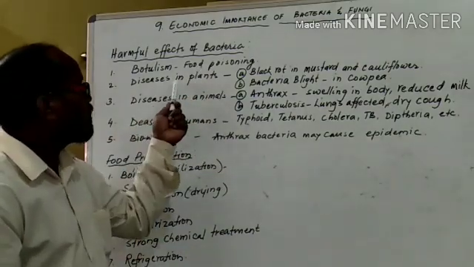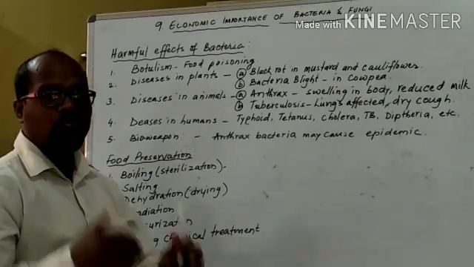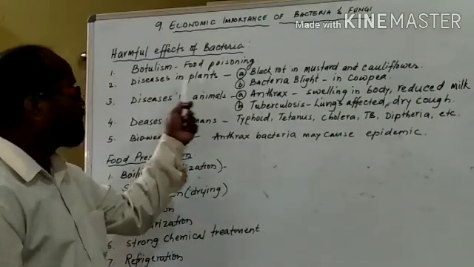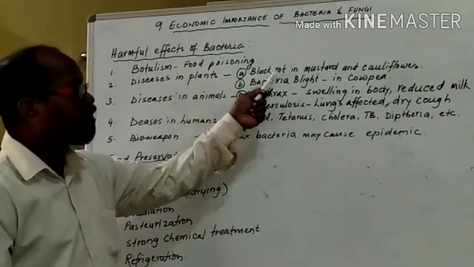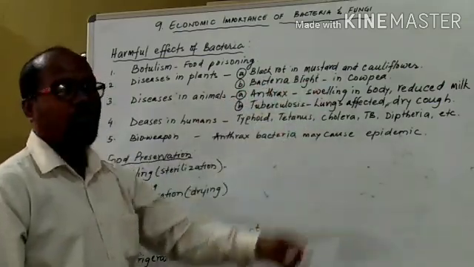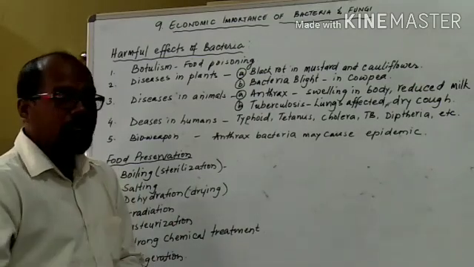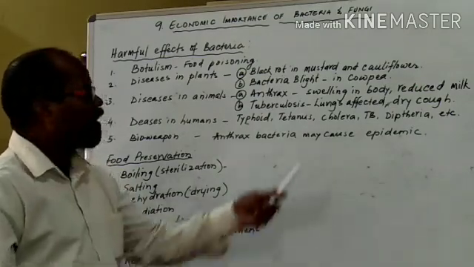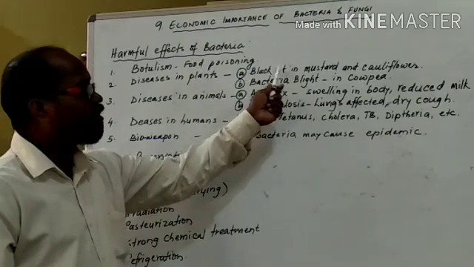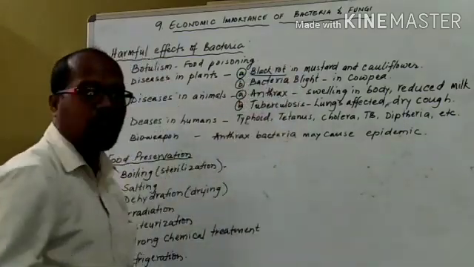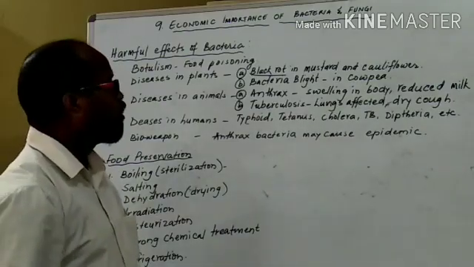Second one is diseases in plants. There are so many diseases in plants that are caused by bacteria. Let's see one or two examples. Black rot in mustard and cauliflower. When we see cauliflower, it becomes black sometimes when it is old. And mustard also has black rot. Black rot in mustard and cauliflower.